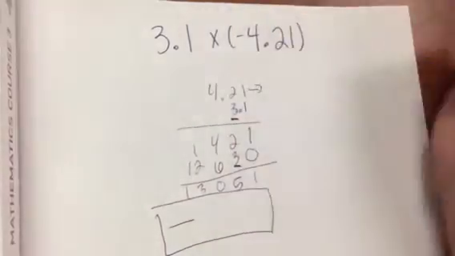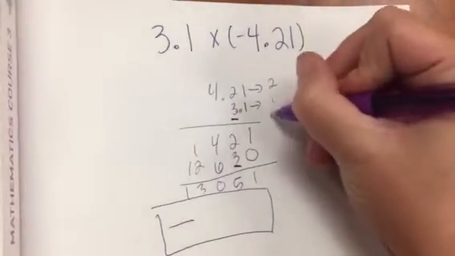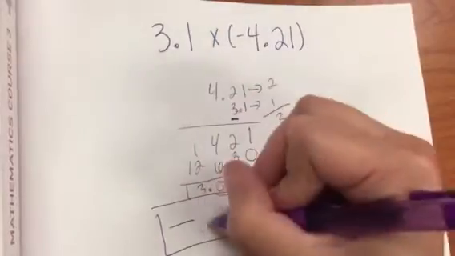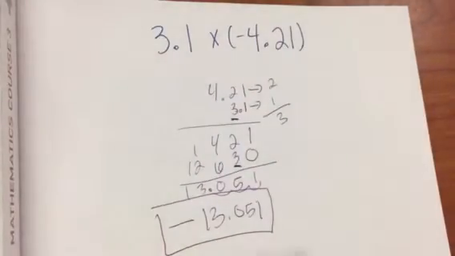Now, how many digits were behind the decimal? 2. How many digits were behind the decimal? 1. So that's 3 total. I move my decimal 1, 2, 3. Goes right there. 13.051. Boom. Done and done.